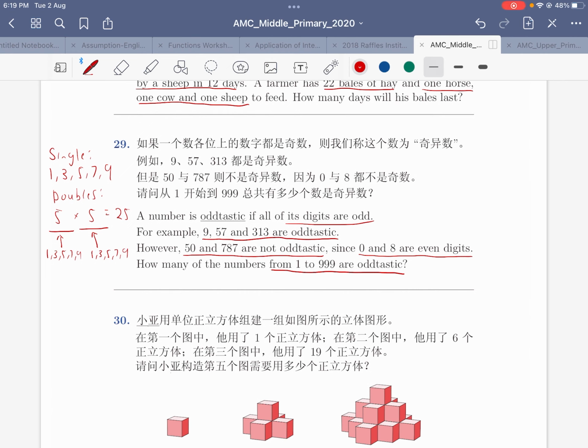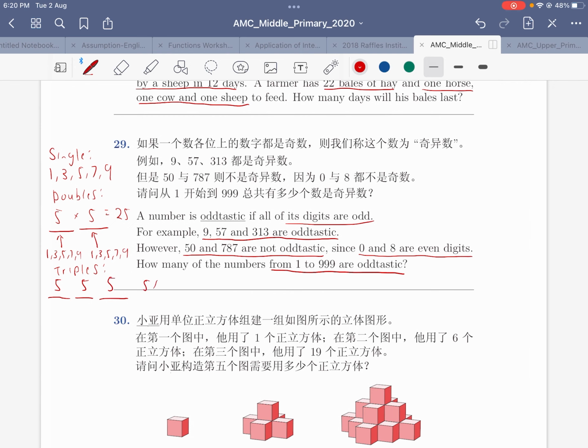So same idea goes for the triples, numbers with triple digits, 3 digits. Okay, in the same fashion, draw 3 lines. Let's identify the hundreds place. Hundreds place, 5 spots, 5 numbers. Tens place, 5 numbers again. Ones place, 5 numbers again.